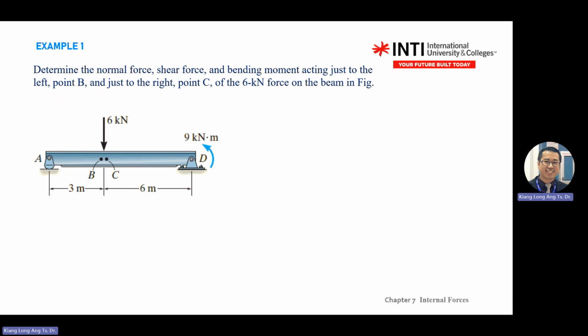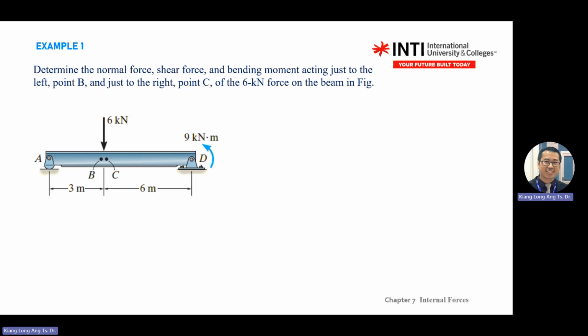What else? Moment. In this case we just assume. This one rotates like this, and this one also rotates like this, so we just assume it goes this way. MB, we just assume.